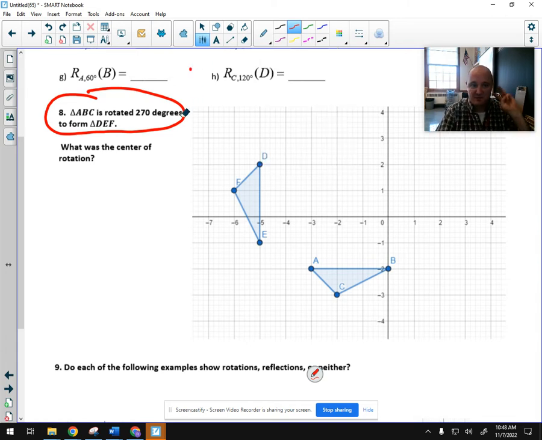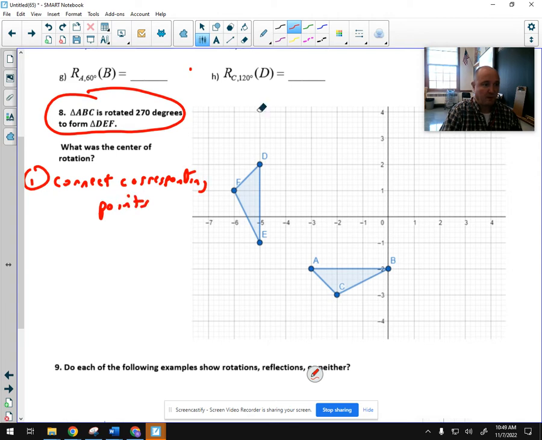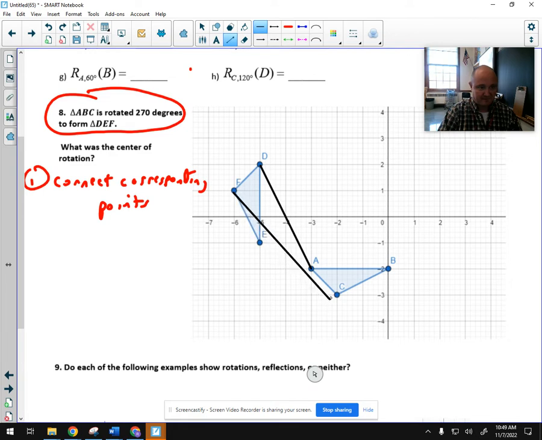Well, in our notes, we said there's 3 steps. First, we connect corresponding points. So what does that mean? For example, D, where would D end up? Well, D would end up on A. F ends up on C. E ends up on B. I could do all 3, but I only have to do 2. So I'm going to connect 2 of the corresponding points.